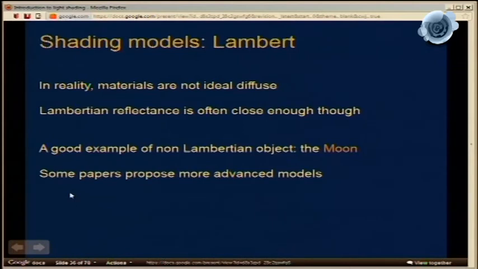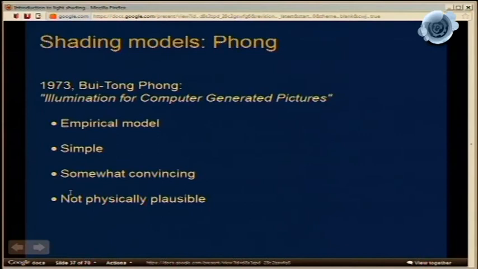Like I said, I already mentioned this slide. In reality, materials are not ideal diffuse. Then to the specular part. The most famous and pretty much oldest one is the Phong model. It is an empirical model, as in they made it up. It's simple and visually convincing, but it's not physically correct, and actually it's not even physically plausible.